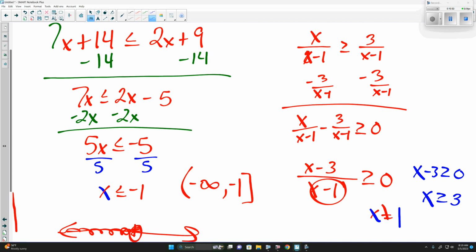So since we're talking about greater than or equal to 3, it's bracket 3, comma, infinity. If that restriction had come into play, we would have to take it out. So if it had been, say, 4, we'd do bracket 3, comma, 4, parentheses, union, 4, comma, infinity.